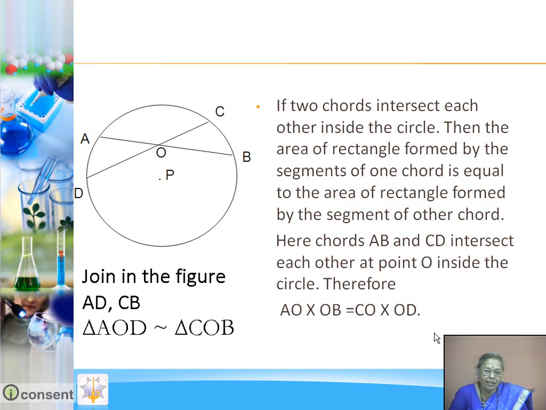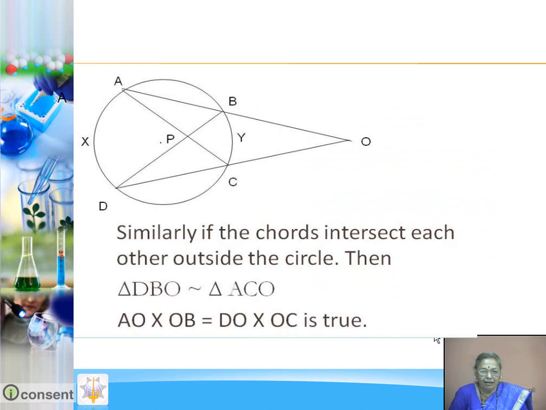If these two chords intersect each other outside the circle, what will happen? The property is true for it also. That means AB and DC, both chords intersect each other outside the circle at O, and therefore OA into OB is equal to OD into OC.